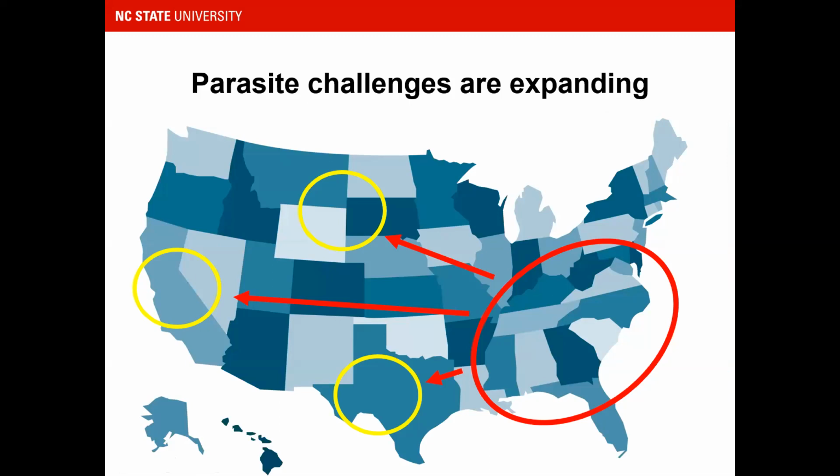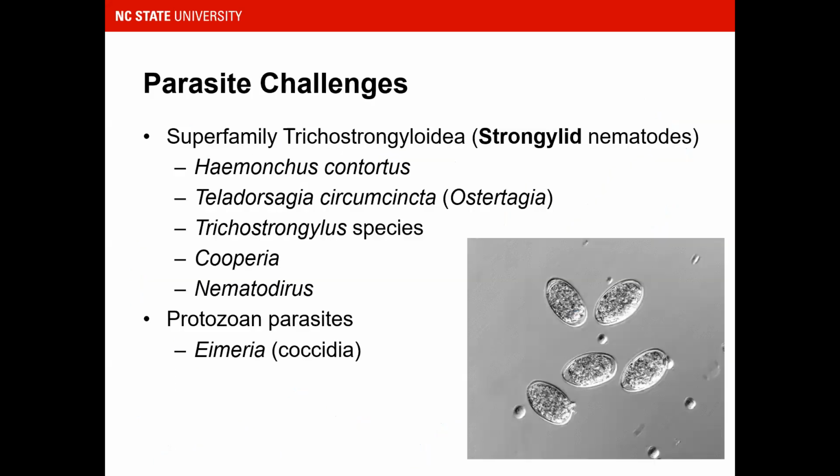But that I think is shifting, and we're hearing now more reports of parasite issues in West Texas, California, Montana, areas that we've traditionally thought are too dry or too temperate to really see a huge parasite burden. So I think it's a problem that's expanding, and more people across the country, no matter where you live, may be posed with some of these parasite threats.